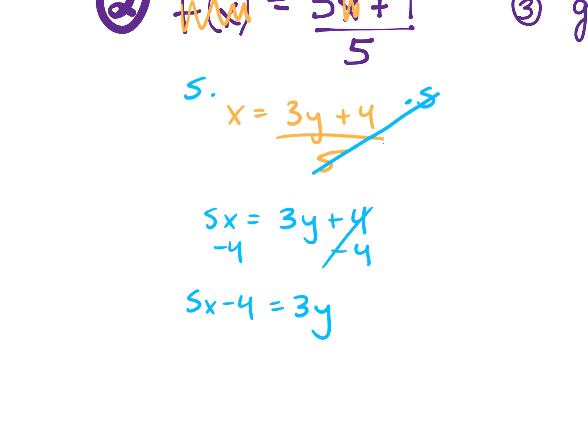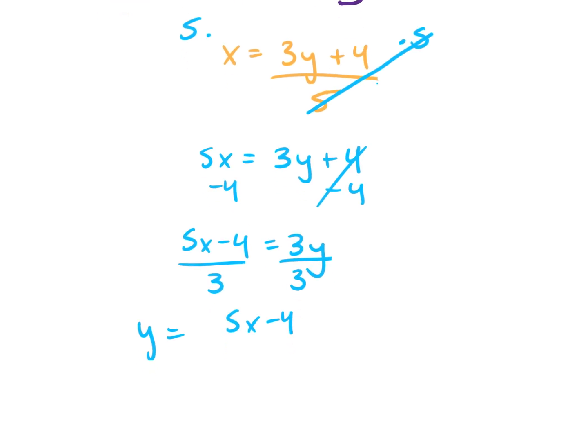Then what? Divide by 3. So we get y is equal to 5x minus 4 over 3. What's the last step? Got to name it. So we put the little inverse symbol on the y.